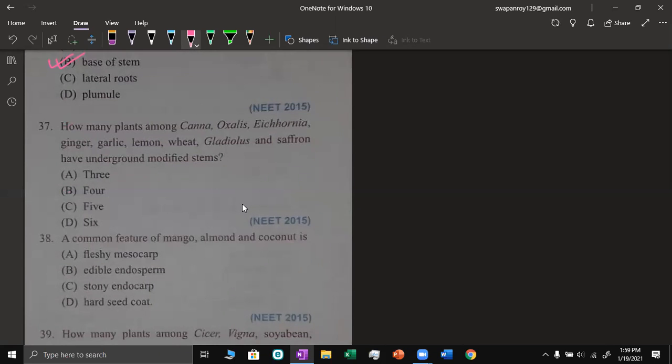Underground. Ginger is a stem, garlic has a modified underground stem. Gladiolus belongs to this lily family that has canna. 1, 2, 3, 4. Saffron also lily. They have, in the Liliaceae family, mostly they have an underground stem.